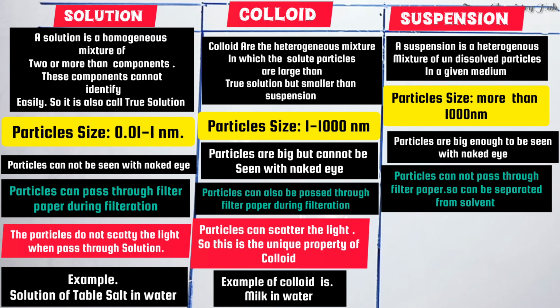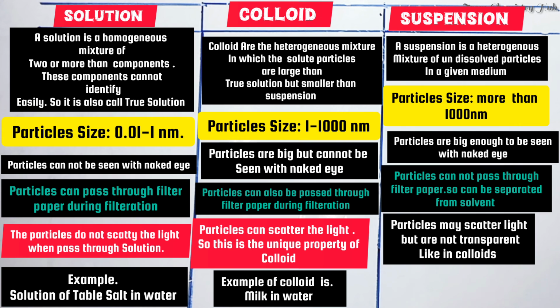Similarly, in suspension, the particles may scatter the light but are not transparent like in colloids. An example of suspension is when we mix flour in water. This mixture is called a suspension, and when we leave it for some time, the flour will settle down at the bottom of the glass. So this is the property of suspension.